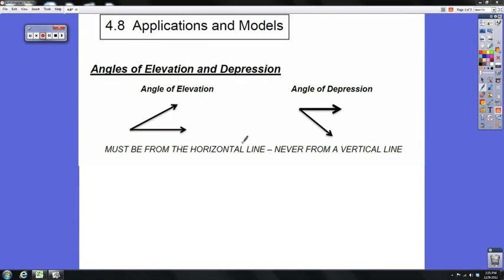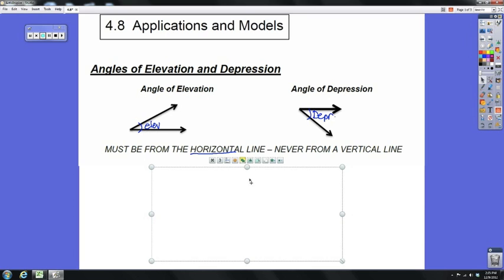Today we're going to do a little bit of review from geometry of angle of elevation and depression. First of all, angles of elevation and depression must come from the horizontal line, never from a vertical line. So angle of elevation would look something like this, the angle from looking straight out and up. So this would look like an angle of elevation. Angle of depression would be the angle formed from looking straight out and down. So this would be an angle of depression.